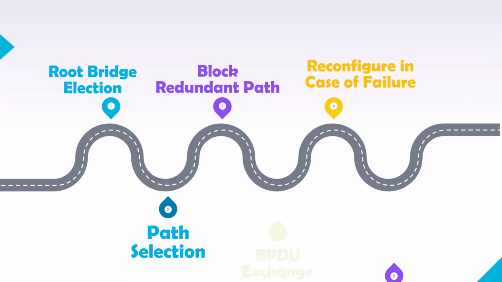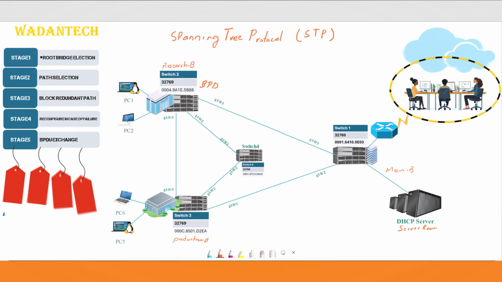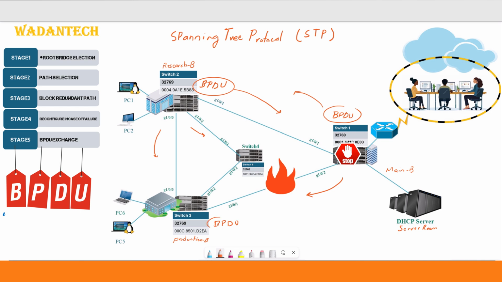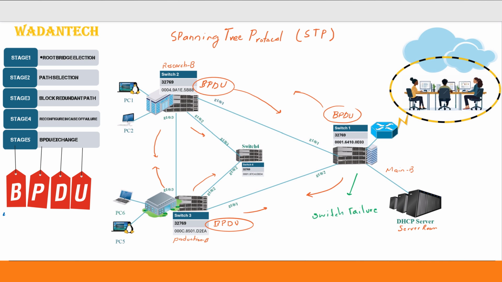The final stage, or the fifth stage, is BPDU exchange. Regularly, BPDU exchange between switches ensures that all devices are aware of the network topology. And if any change occurs, like a switch or link failure, the protocol recalculates the topology and updates the active and blocked paths to maintain a loop-free network.